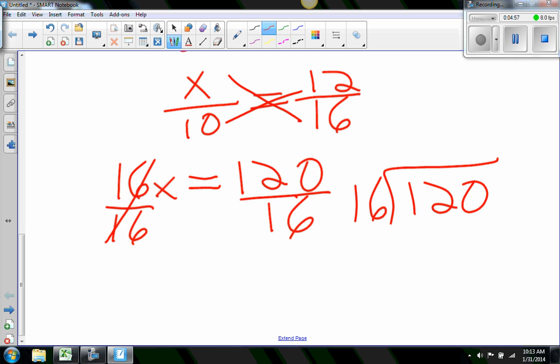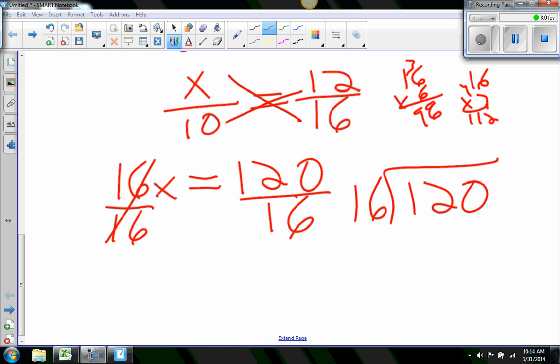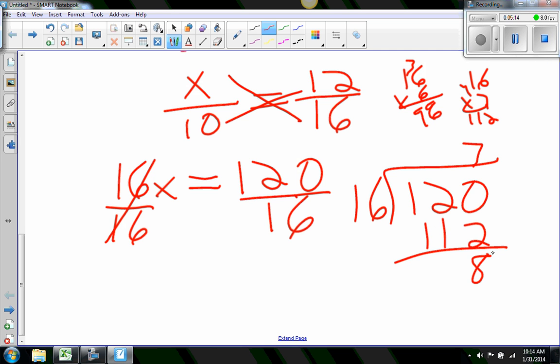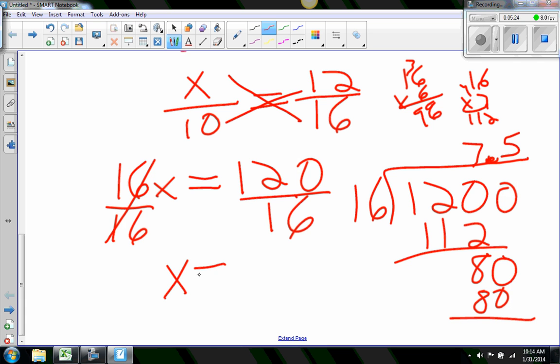That goes 7 times, and that's 112, and that leaves 8. Bring down another 0. Better put my decimal in. And 16 goes in there evenly 5 times. So my x equals 7.5 feet.